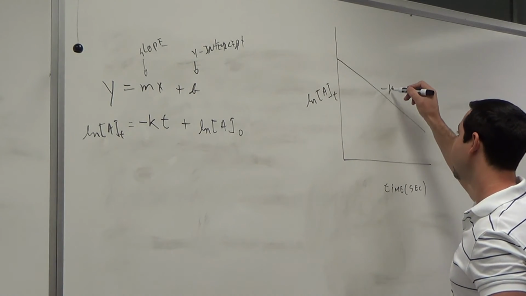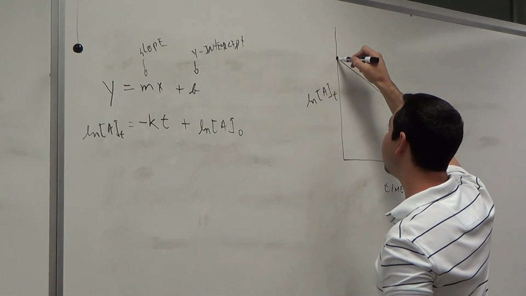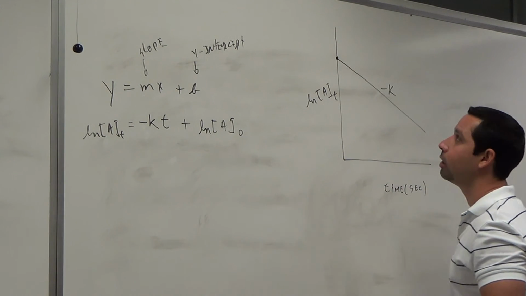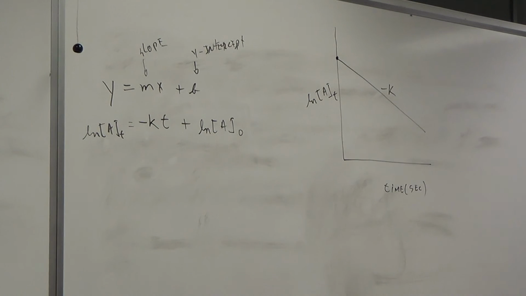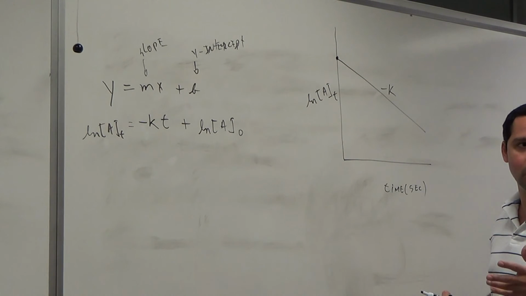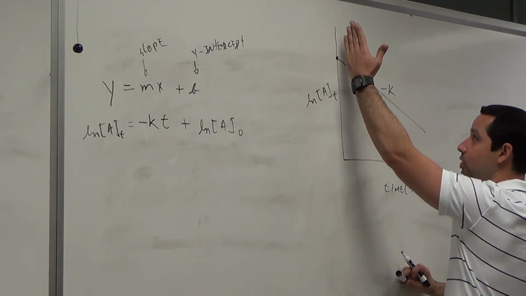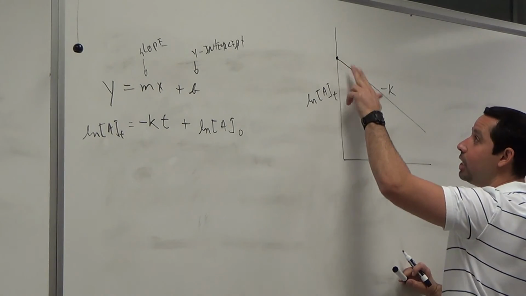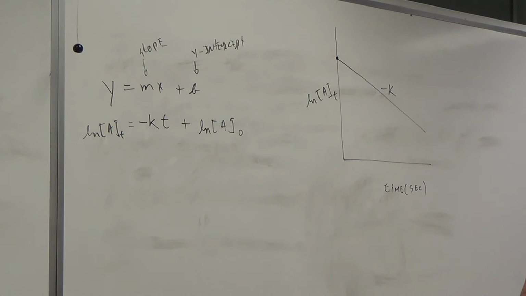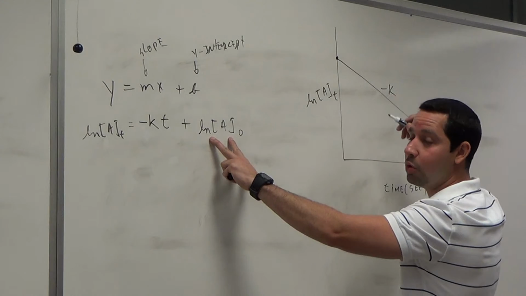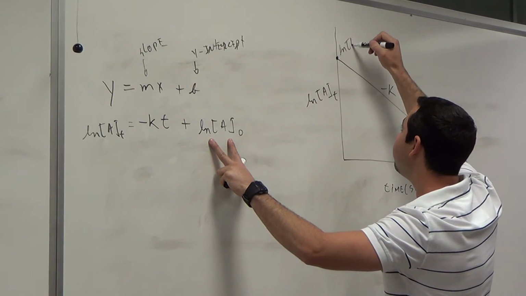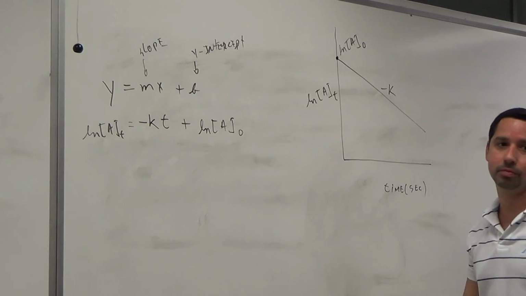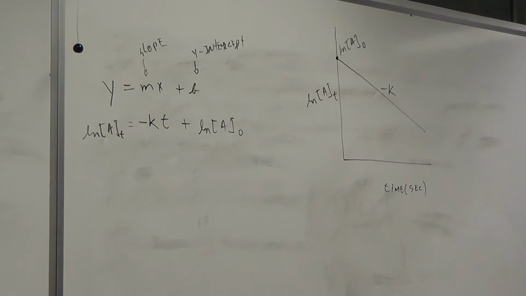Minus k. That's right. And this is called what? ln of A_0. What is it called? Y-intercept. Because here's the y, and as you can see, it is intercepting the y. This is why it's called the y-intercept. So the y-intercept is equal to ln of A_0. Okay? How's that?